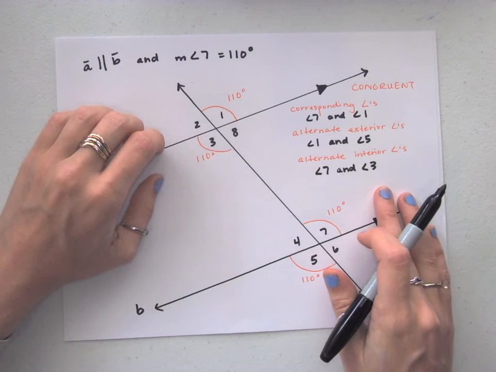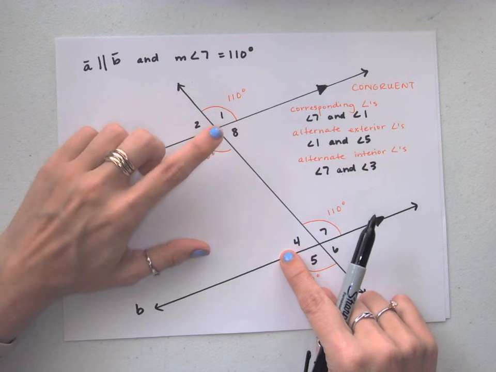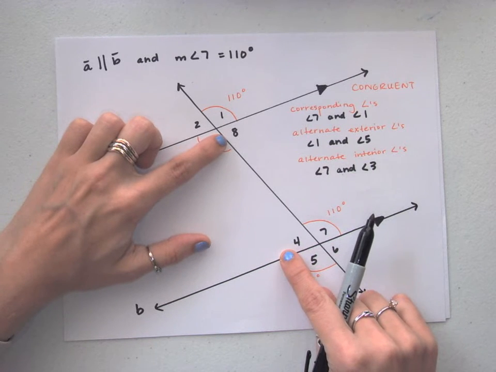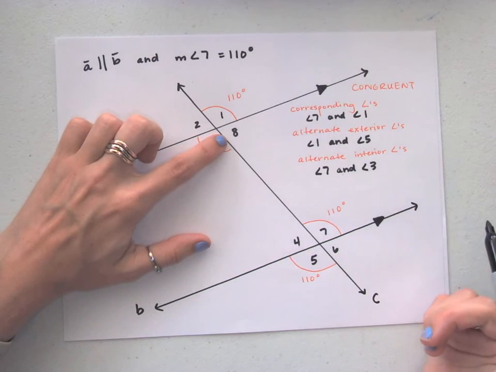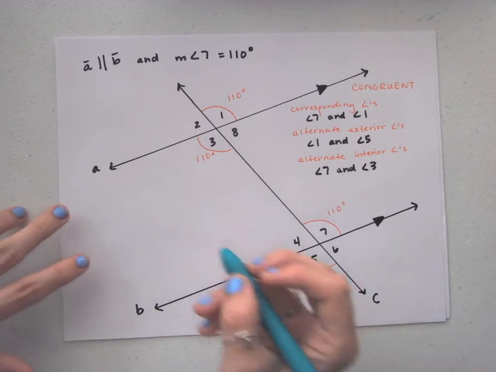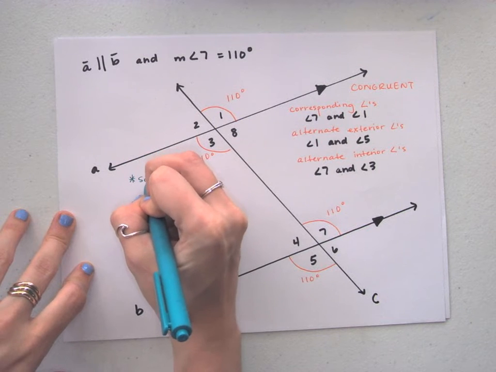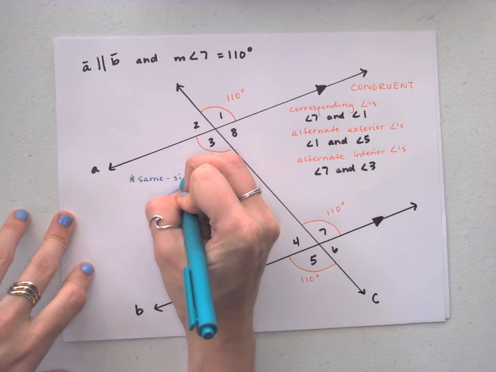Again, alternate interior angles, we had angle 3 and angle 7. We could also look at angle 4 and angle 8, but I don't know the measure of either of them, so that relationship is not going to really help me figure out what angle those are. So instead, we could look at same side angles. So let's start first with our same side interior angles.